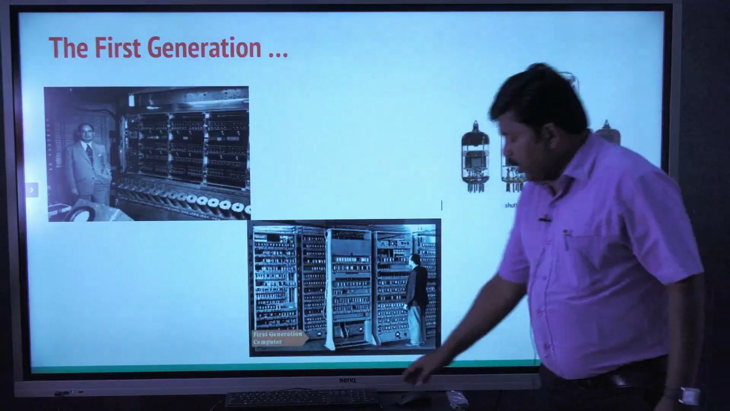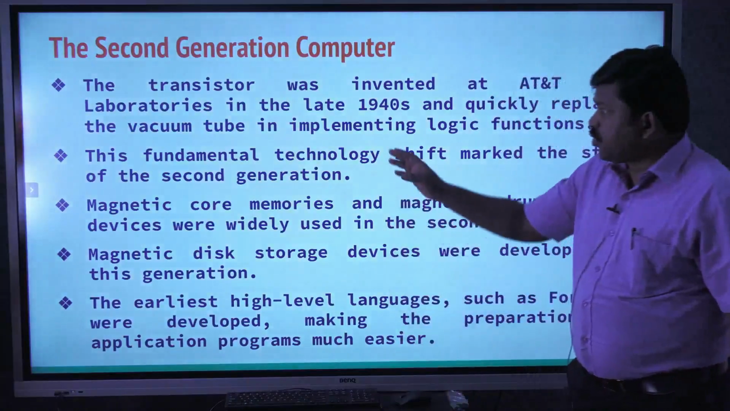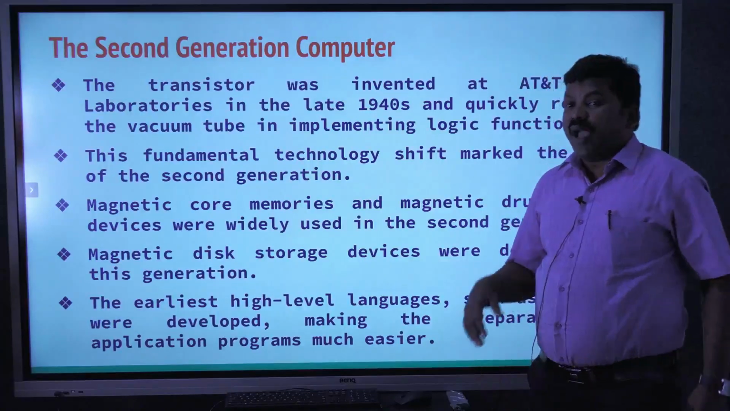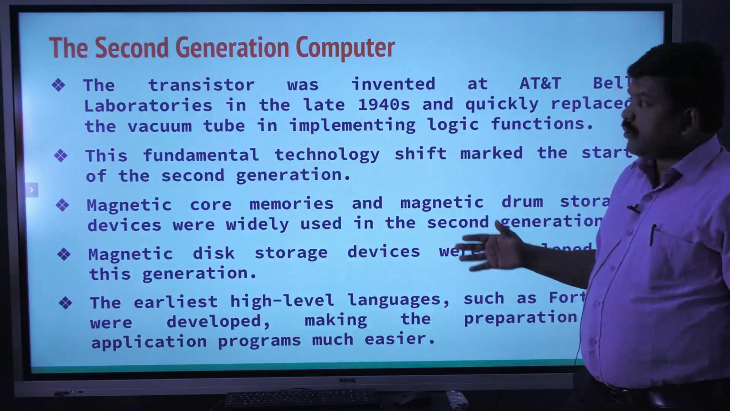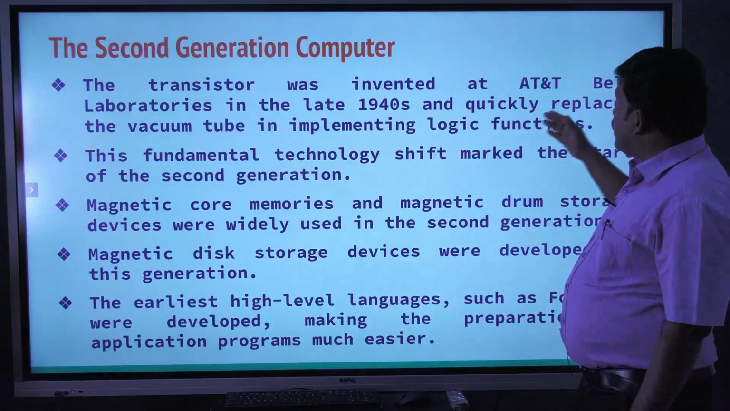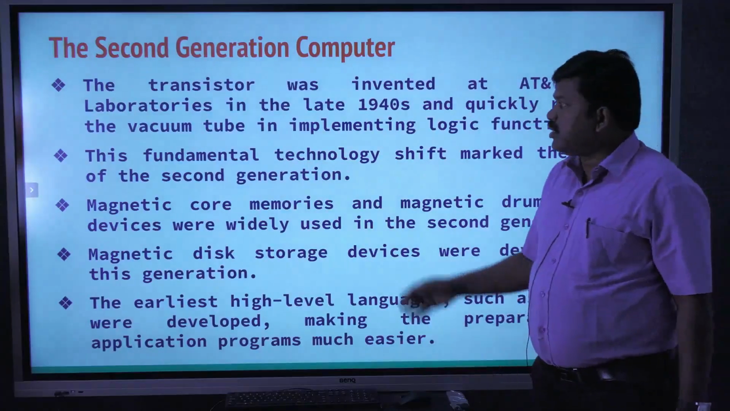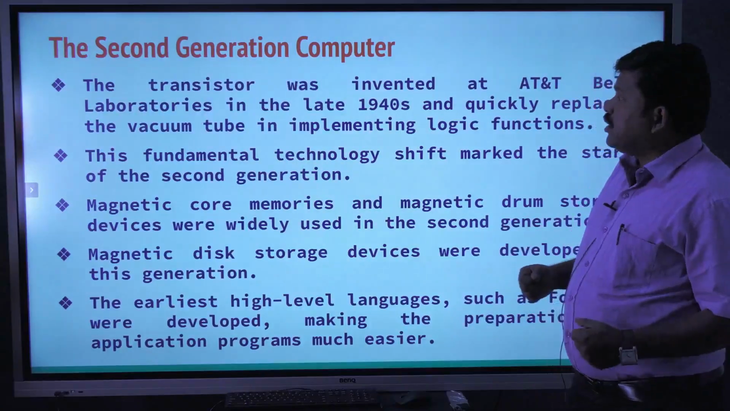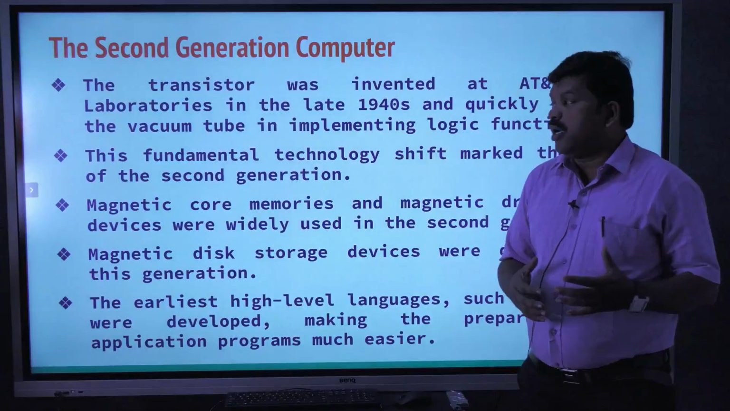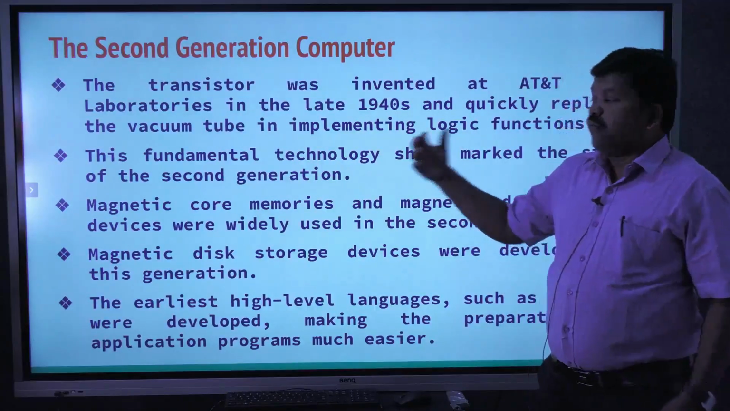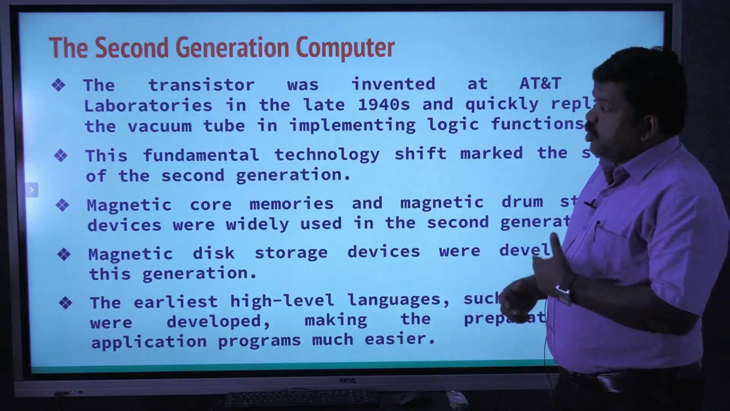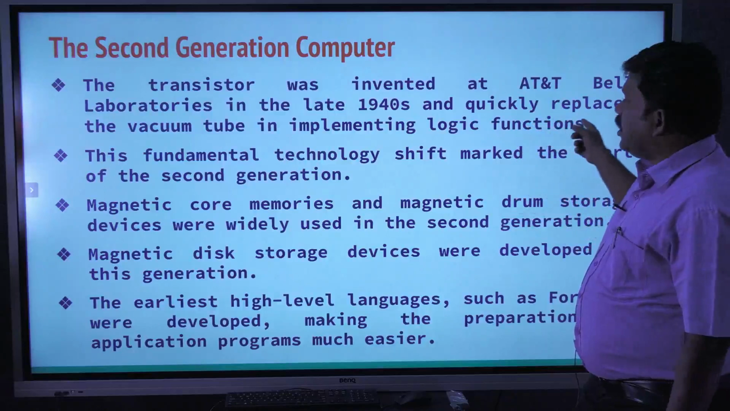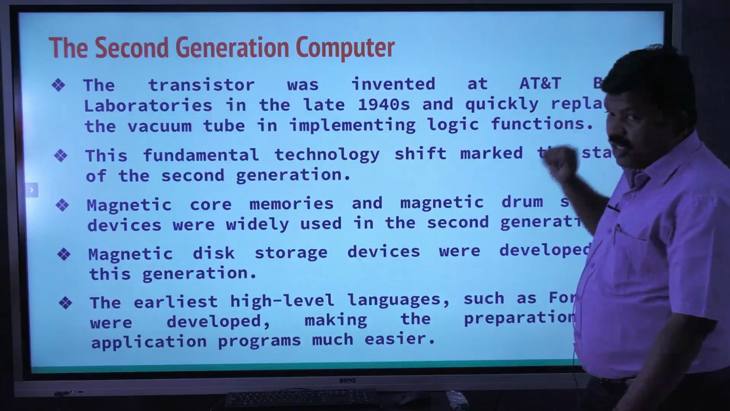That is why they needed an alternate approach to vacuum tubes. Another electronic component, the transistor, replaced vacuum tubes. The transistor was invented at AT&T Bell Laboratories in the late 1940s, and they found that the transistor would be the best alternative for vacuum tubes. So vacuum tubes were quickly replaced by transistors in implementing the logic functions.